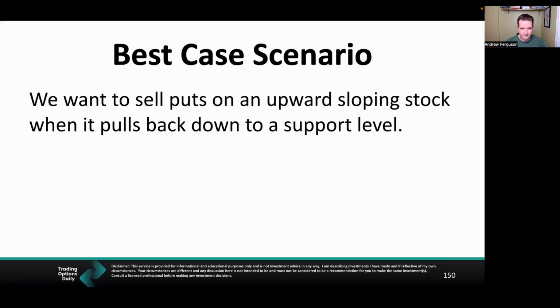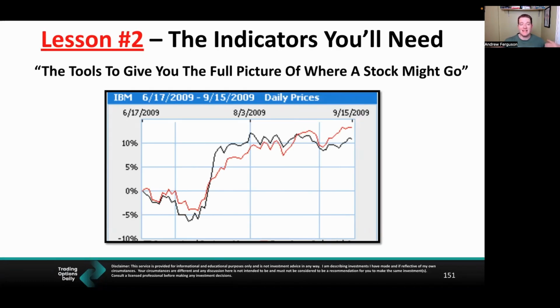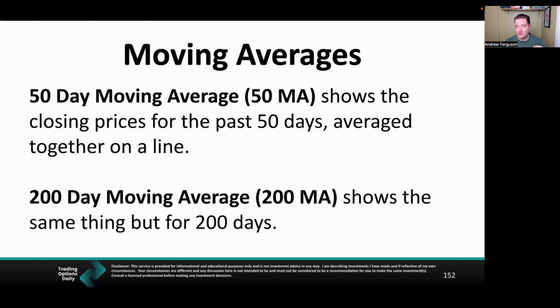That's best case scenario. Lesson number 2, we're getting into the indicators that are going to help us give a better picture of where the stock might go. And there's 2 main ones we put on the chart to start, and they're called moving averages. All moving averages are just taking the past 50 days in this example and the 200 days, and they plot all the data for those last days. The closing prices are averaged out, and that gets put on the chart in the form of a line.